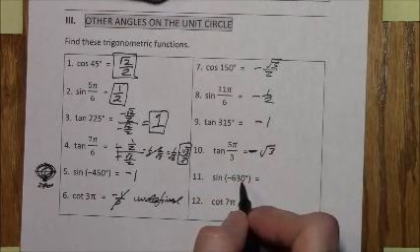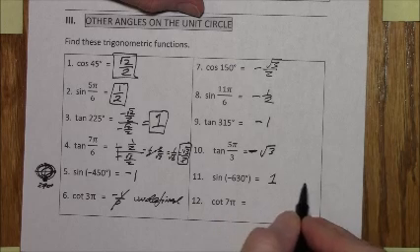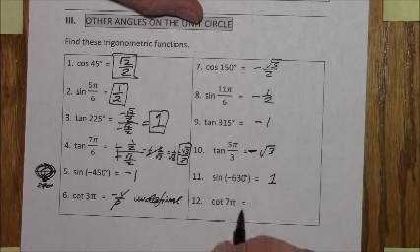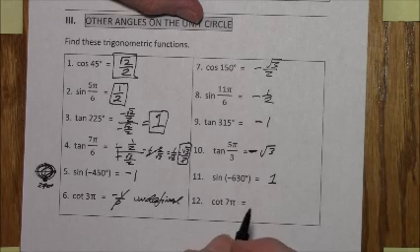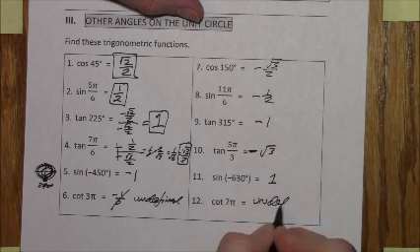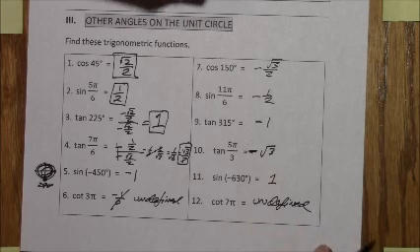Sine of 630 degrees would be a 1. That's going to bring you back to 90 degrees. The cosine of 7 pi, if you keep on going around, is going to get you right back to 180 degrees, the same as this one here. So that means it's undefined.